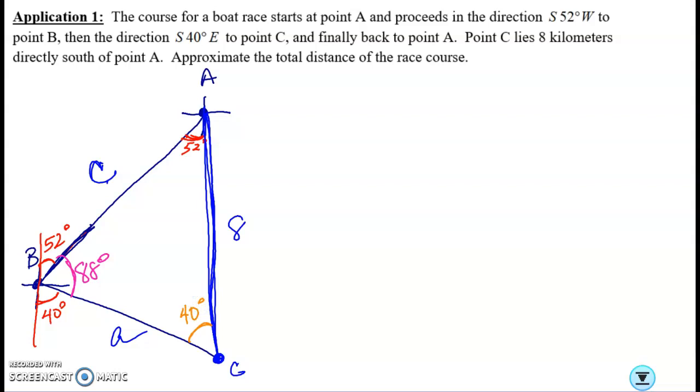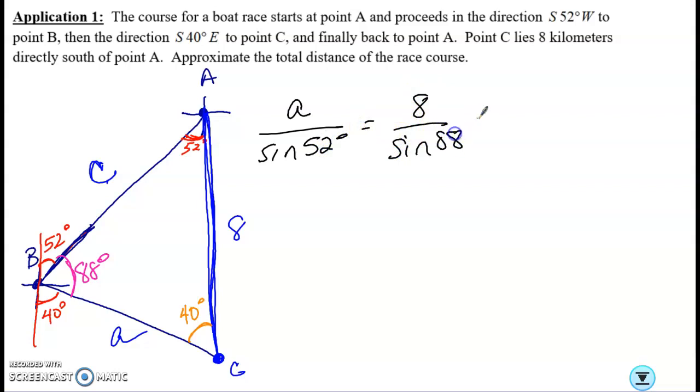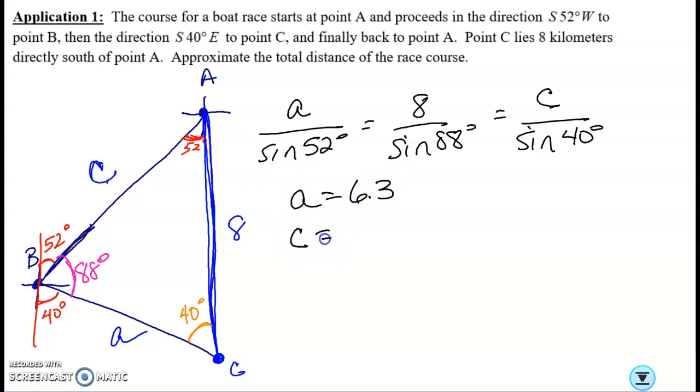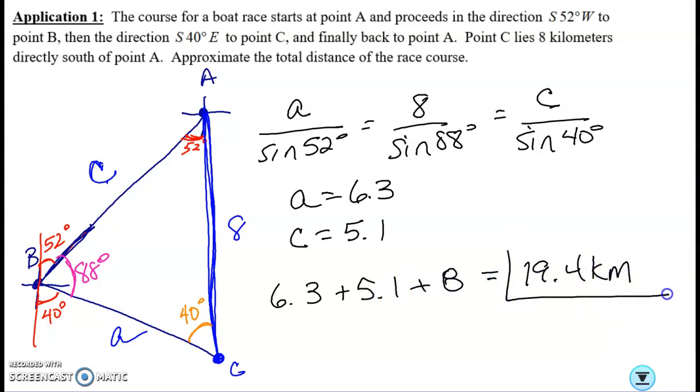And now we can set up our law of sines to find the missing sides. So little a over the sine of 52 equals 8 over the sine of 88 equals c over the sine of 40 degrees. And now you can find, using your law of sines proportions, that a is equal to 6.3 and c is equal to 5.1. And so now you'll just have to add up all of those sides to find the total distance that the boat raced on the course, and I get 19.4 kilometers when I add those all up.